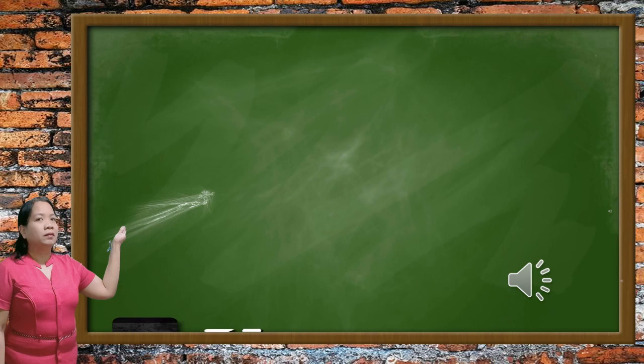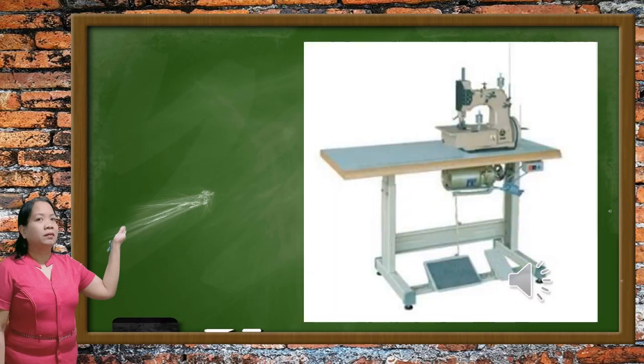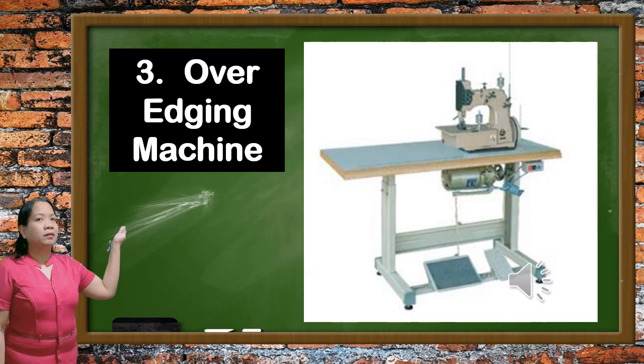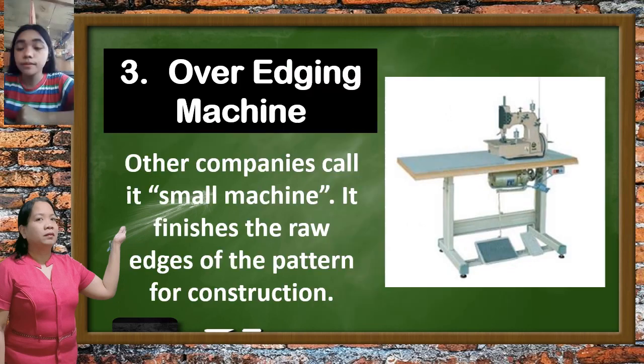Are you familiar with this? Very good! You are correct. This is the over-edging machine. Lindsay, what can you say about this machine? What do other companies call this and what is the function of this machine? Over-edging machine. Other companies call it small machine. It finishes the raw edges of the pattern for construction.